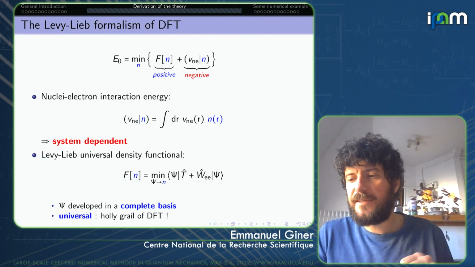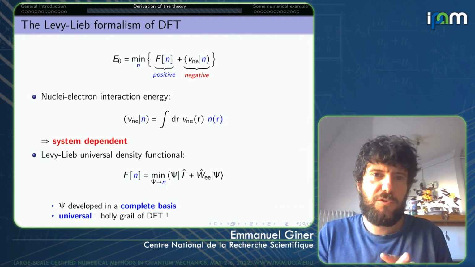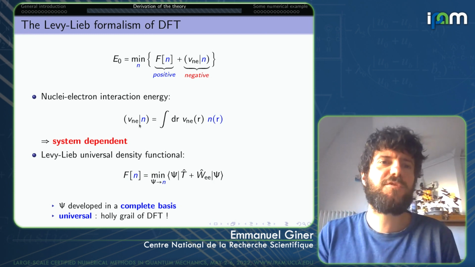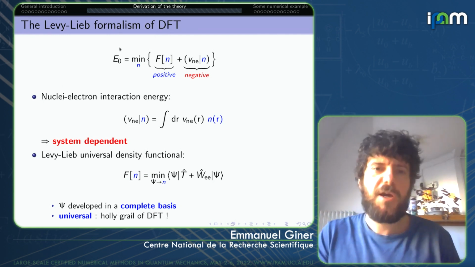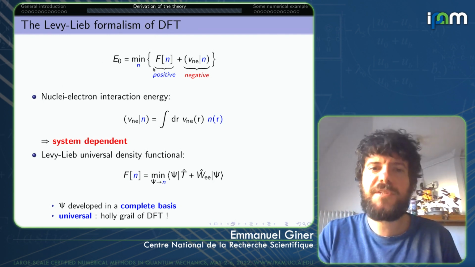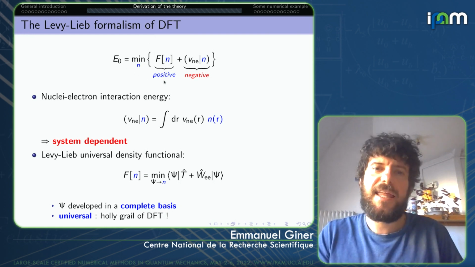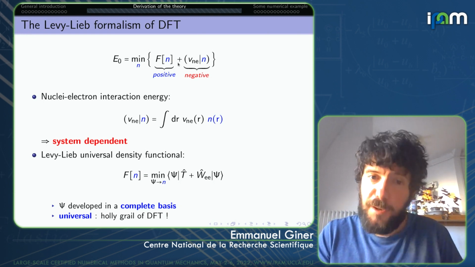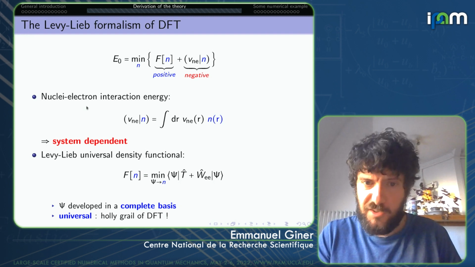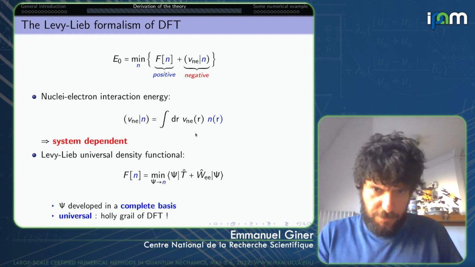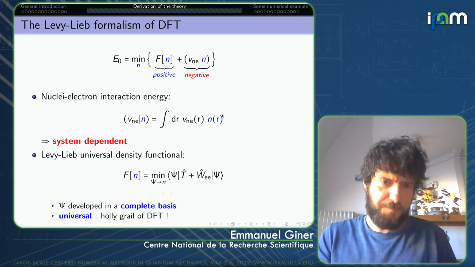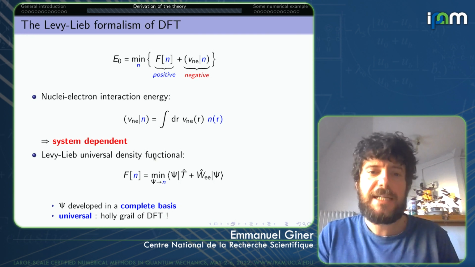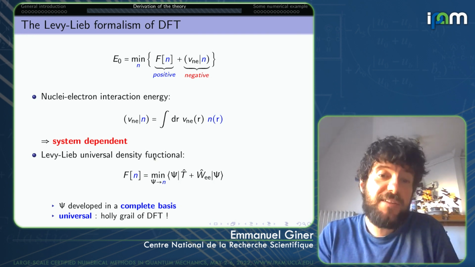So let's begin with the core of the theory. A nice formulation of DFT is the so-called Levy-Lieb formulation, where you know that the exact ground state energy can be obtained as a minimization over densities. You minimize the universal Levy-Lieb functional plus the nuclei-electron interaction energy, which is just the integral of the nuclear-electron potential with the density, which is of course system dependent. And the Levy-Lieb functional is universal in the sense that it only depends on the density.